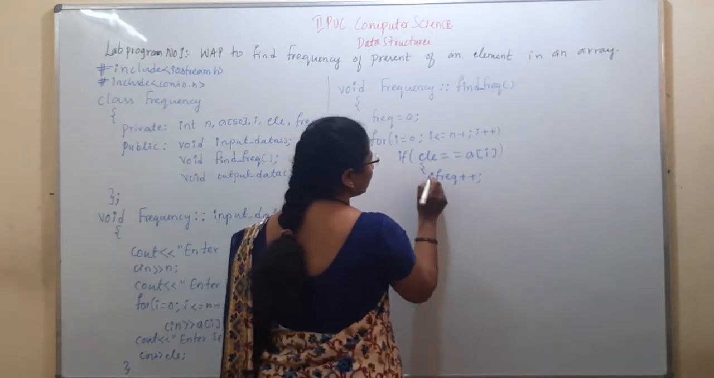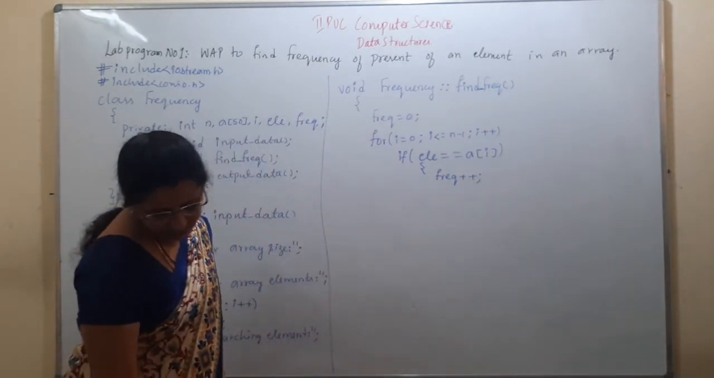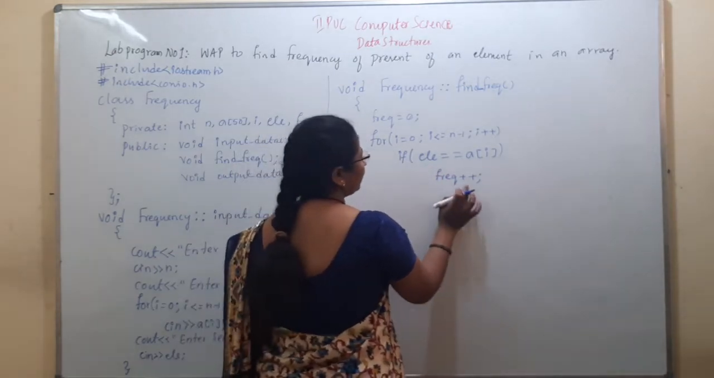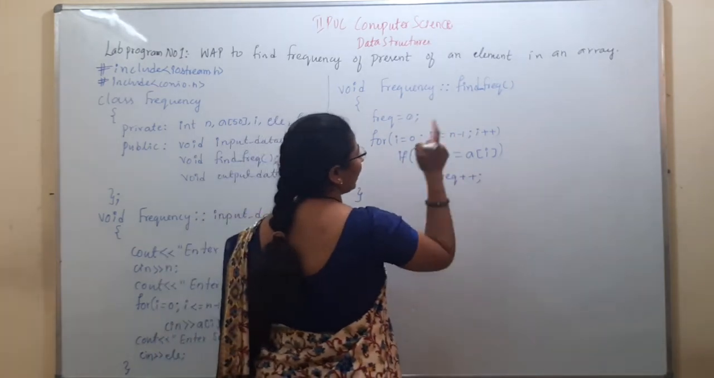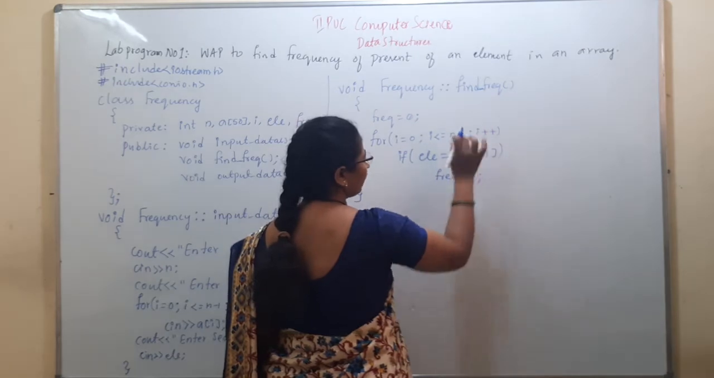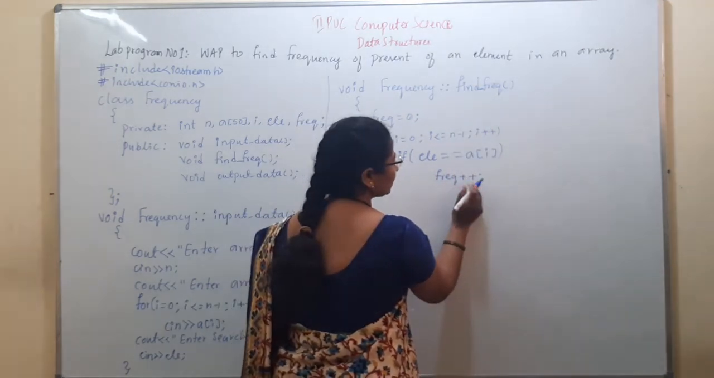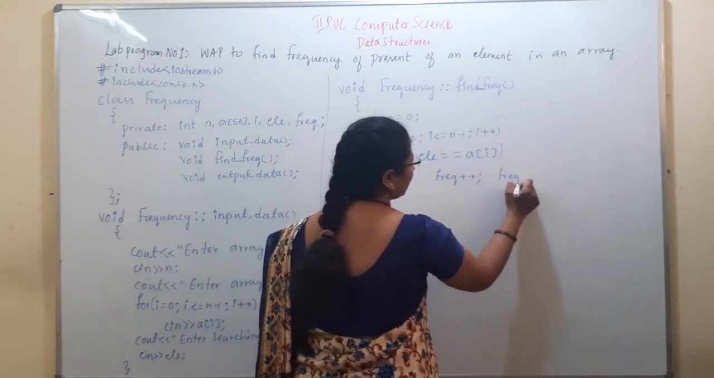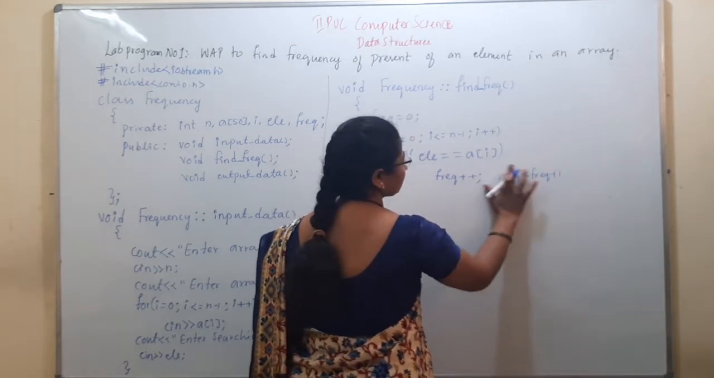Since the frequency count increment is only one statement, there is no need to add the curly braces. Increment the frequency count up to where? Up to 0 to n minus 1. Once all the elements are searched, whatever value remains in the frequency is the result. This is plus plus, not a tt. That means frequency equal to frequency plus 1 can be written as plus plus.